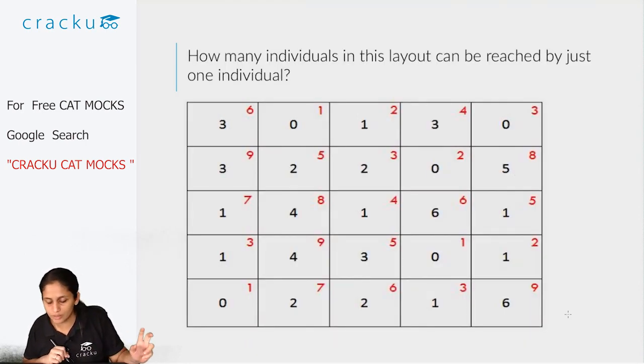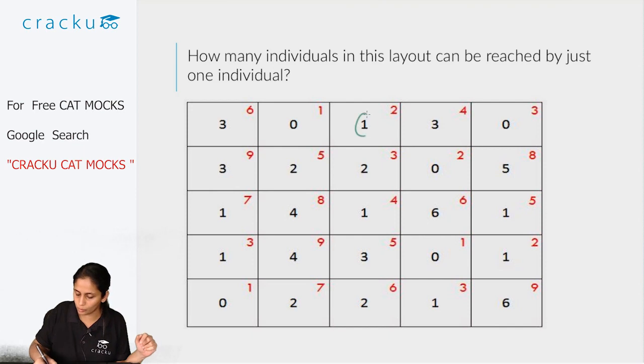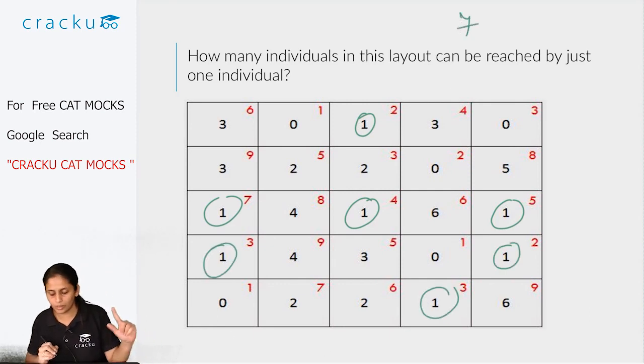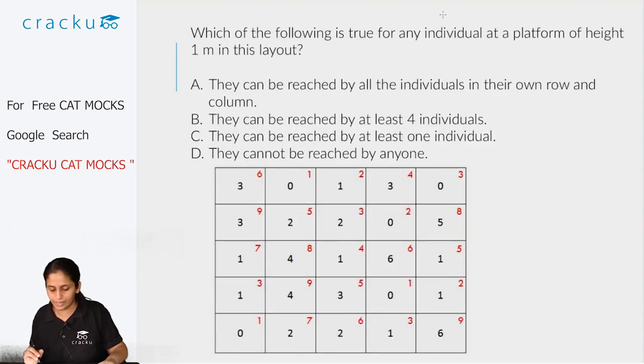So how many individuals in this layout can be reached by just one individual? So let's just count the number of ones. So the number of ones is 1, 2, 3, 4, 5, 6 and 7. So 7 individuals can be reached by just one individual. So the answer is 7. So let's go on to the second question.